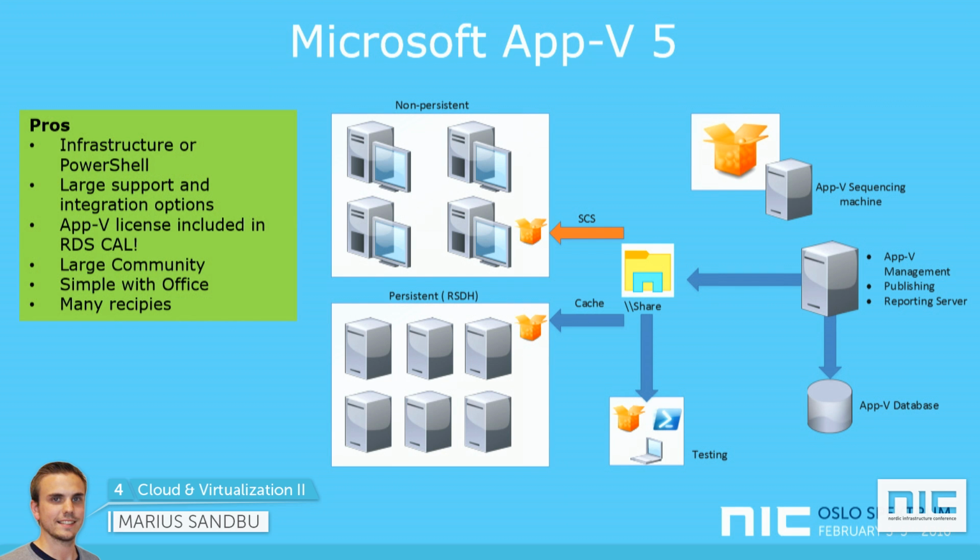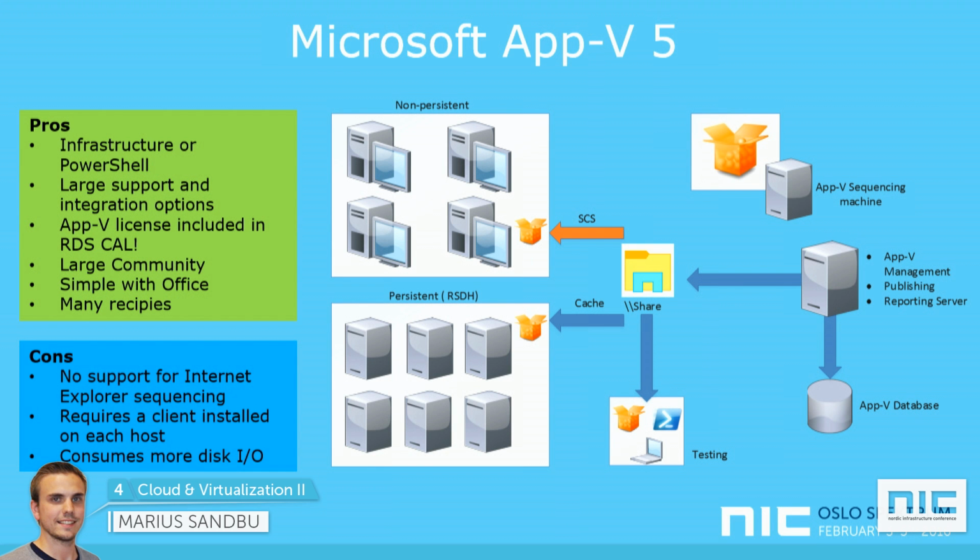So the cool thing about App-V is that we can use it in many types of ways. There's a huge community around App-V, a lot of free recipes for packaging different applications. It's part of the licensing agreement for RDS. Large community, as I mentioned. And there are a lot of free tools around there as well, which makes it a lot easier to do the deployment and such instead of doing scripts and so on.